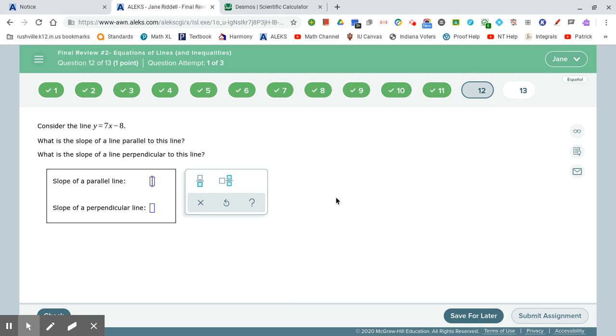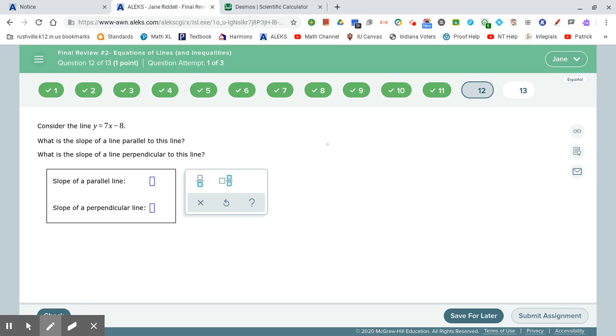We're nearing the end of our equations review, and towards the end of our equations unit, we talked about what it meant to be parallel lines and perpendicular lines. Parallel lines are lines that never intersect, and perpendicular lines are lines that always intersect, but they intersect at a single point. What's special about them geometrically is that they intersect to form 4 90-degree angles.